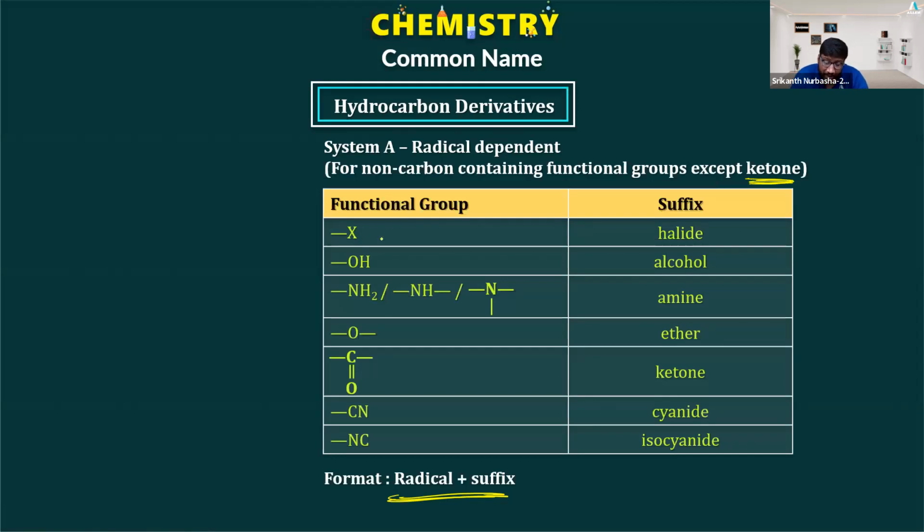For the functional group halogen X, you have to use the suffix halide. OH means alcohol. NH2 means you have to write amine. Whenever it is O, it is ether. C double bond O means ketone. CN means cyanide. NC means isocyanide. The format is radical plus suffix. For all other functional groups which contain carbonyl, it is radical independent.